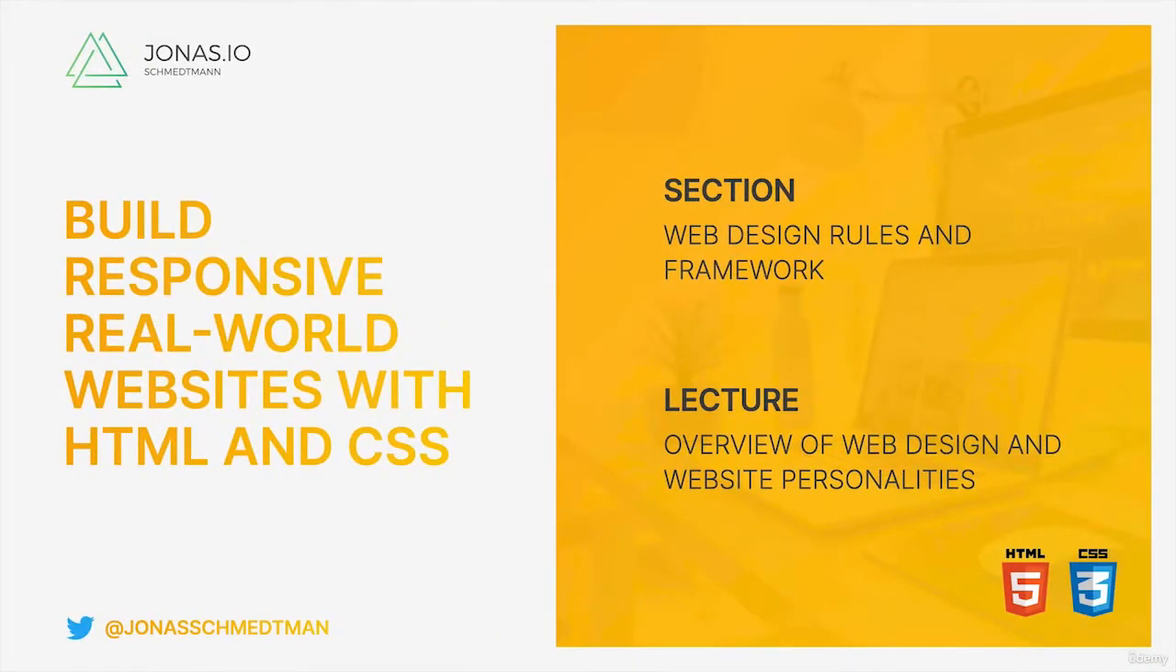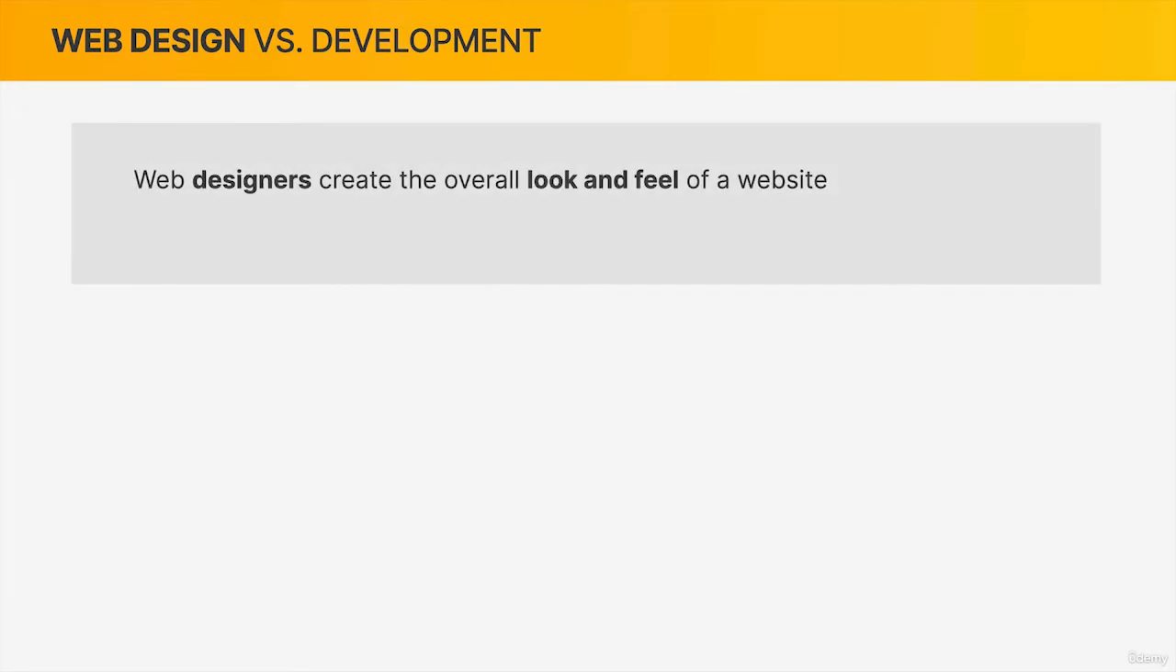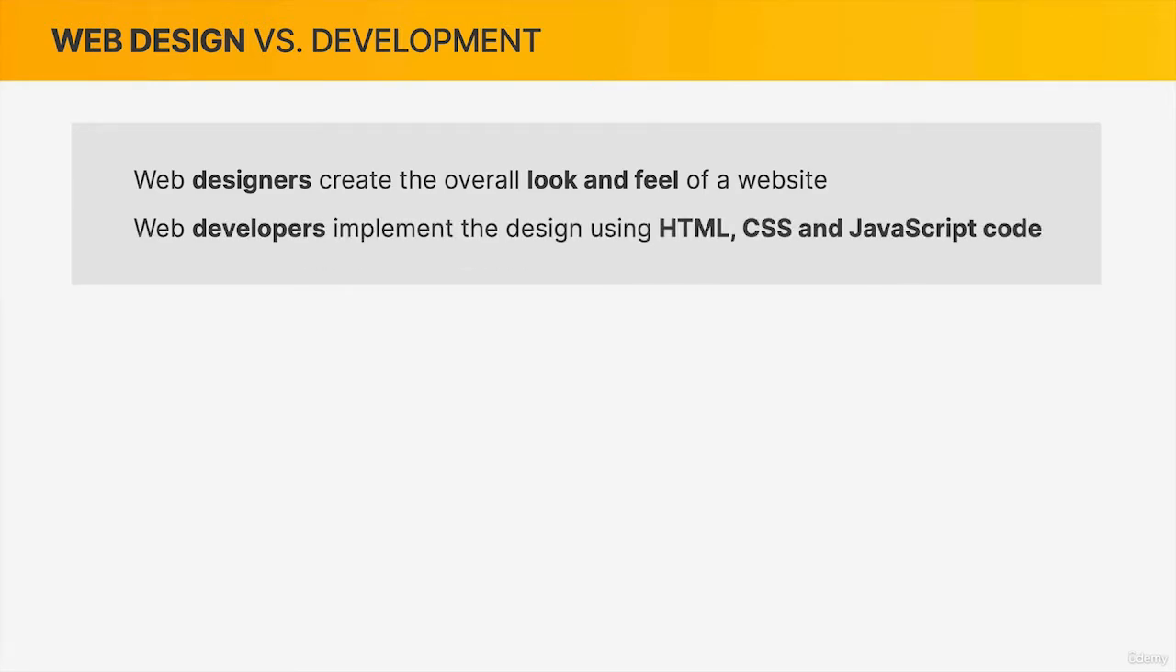Now, before we can learn about the different web design rules one by one, we need to start by talking about what web design actually is, why it's so important, and also why and how everyone can learn good web design. So, first of all, we need to distinguish between web design and web development. Basically, web designers are who create the overall look and feel of websites, while on the other hand, web developers are the ones who then implement the design using HTML, CSS, and JavaScript code.